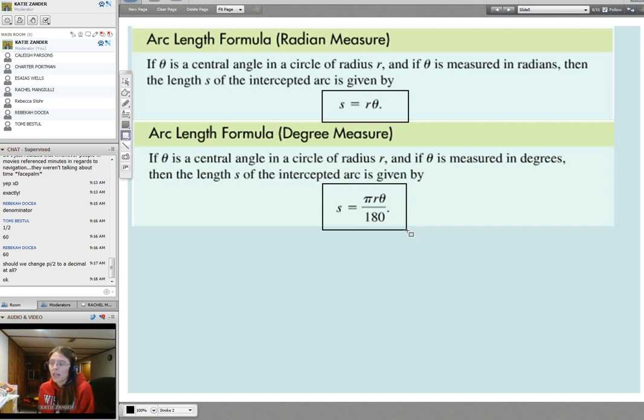You can actually use that formula that they have listed there, or change it back into radians and use that S equals R times theta.